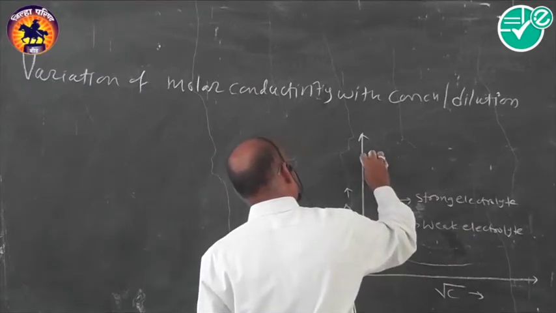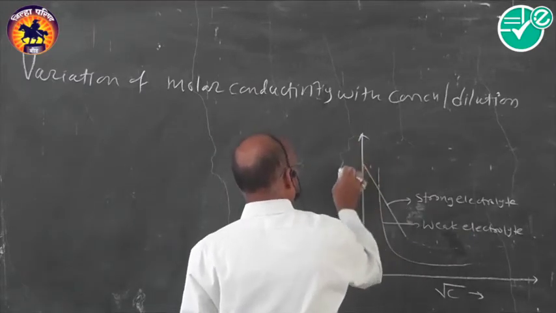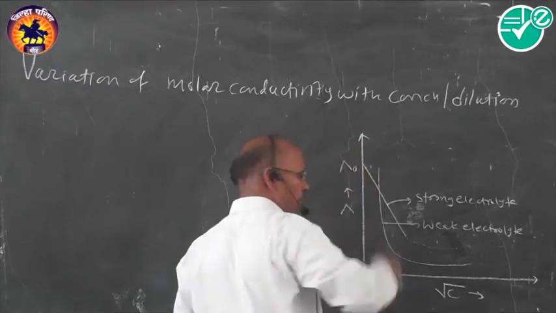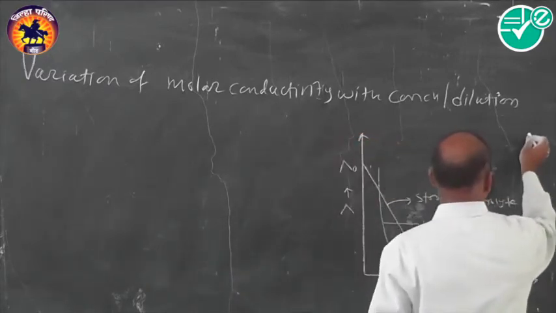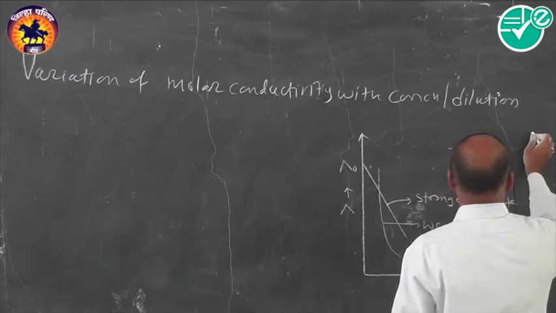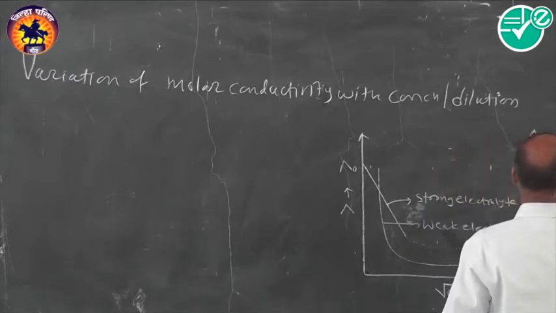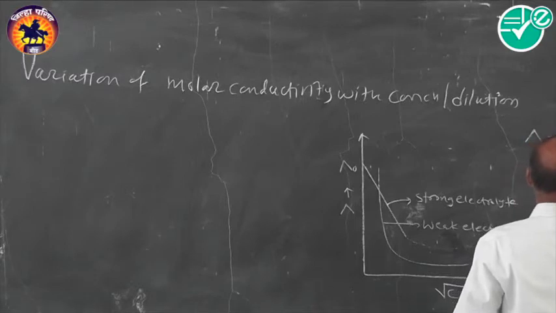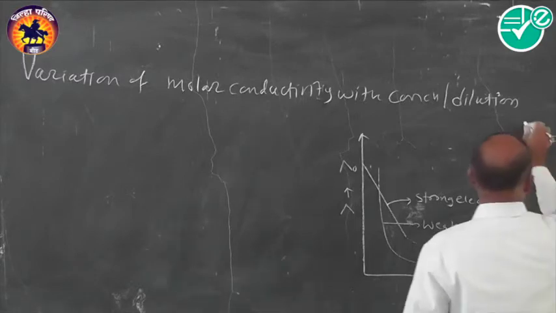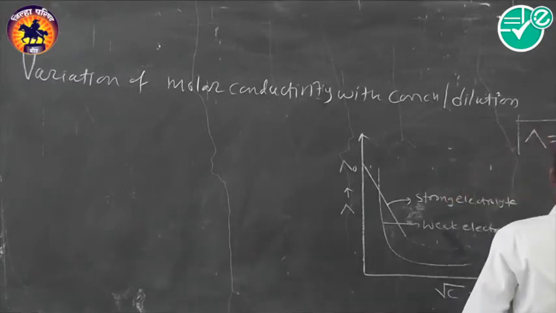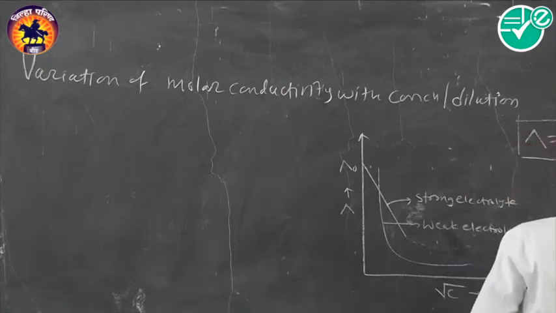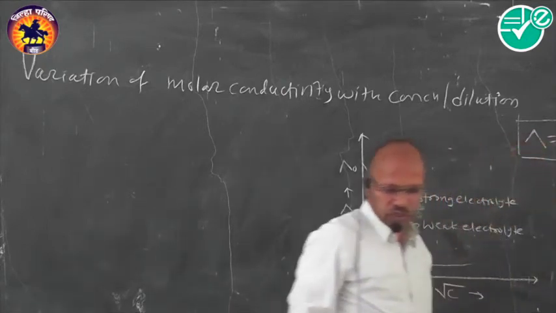Here we can concentrate on the intercept at this point. We can write that as lambda 0. For our convenience, we can write the equation like this: lambda is equal to lambda 0 minus b root of c. This equation is called Onsager's equation or the Debye equation.